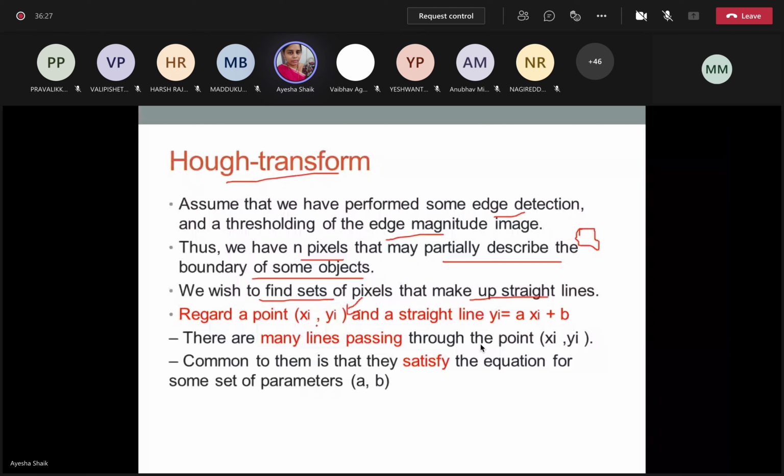If we take a point xi, yi and a straight line, we can represent it as yi equal to a xi plus b. Now there will be many lines through this particular point xi, yi, but the parameters have to be satisfied. For different a and b values, this equation may be satisfied. If I take some values, say yi is 2 and xi is 1, I can take different values of a and b such that this equation is satisfied.